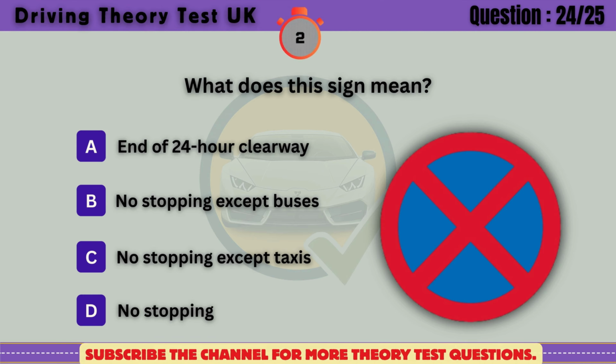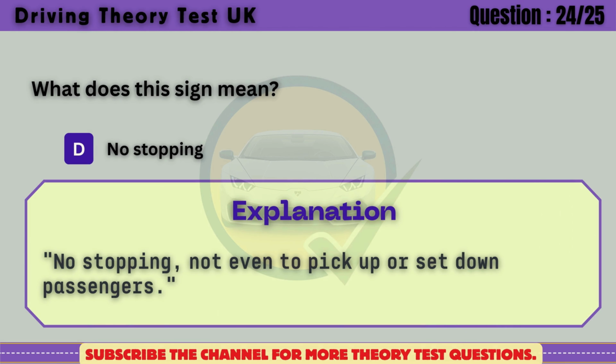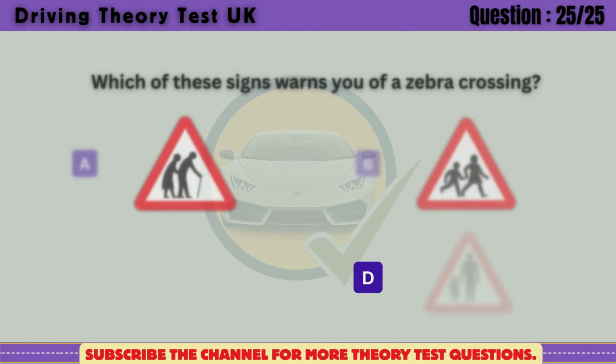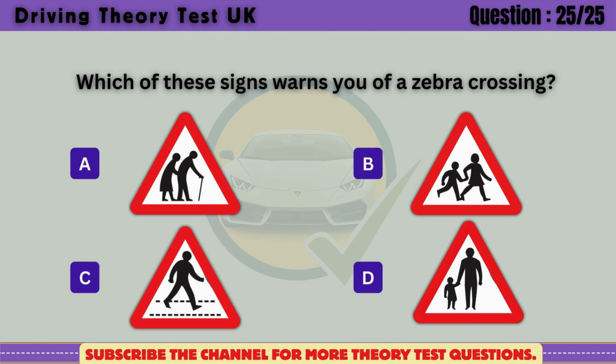Answer is D. No stopping. No stopping, not even to pick up or set down passengers. Question 25. Which of these signs warns you of a zebra crossing?